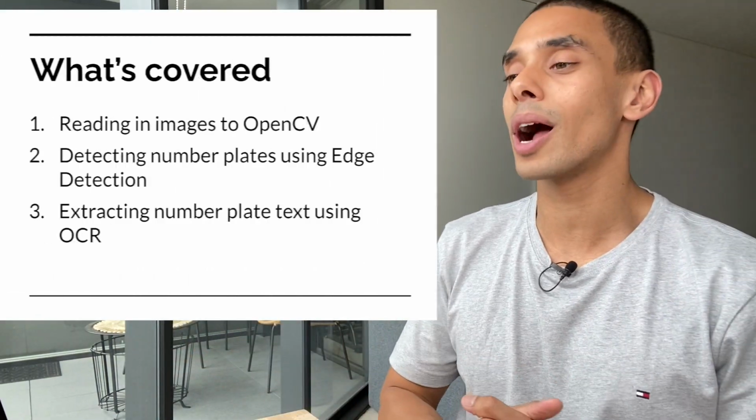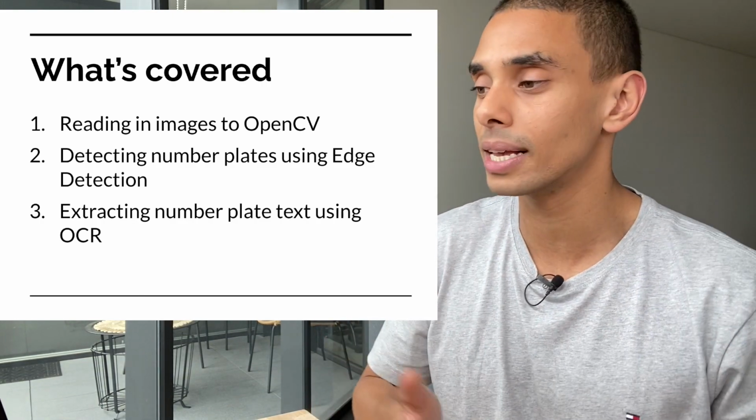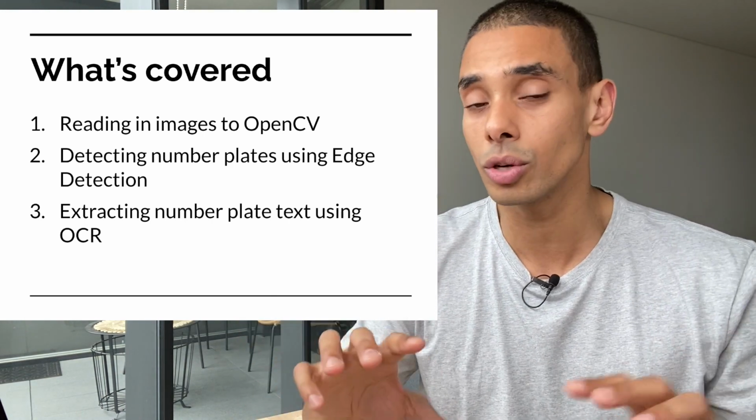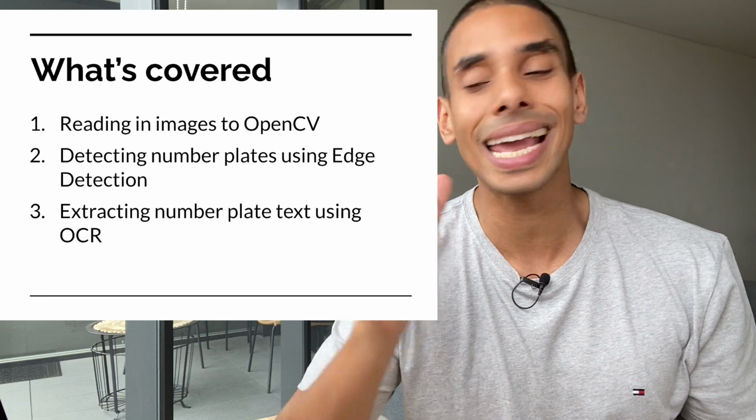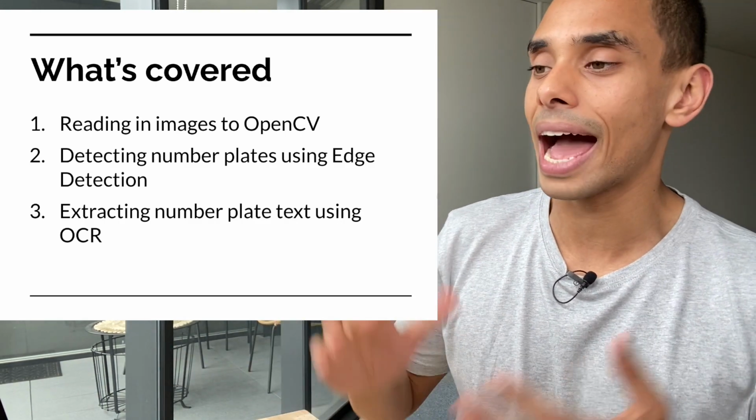So in terms of what we're going to be doing today, as I said, we're going to be using OpenCV to perform some pre-processing. Then we're going to perform some edge detection. So this is going to help us to find the contours which define where our number plate is. Then last but not least, we're going to be using EasyOCR to actually go on ahead and extract that text. So let's take a look at how this all fits together.